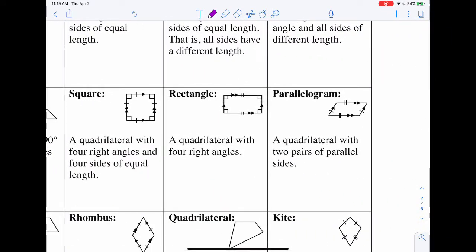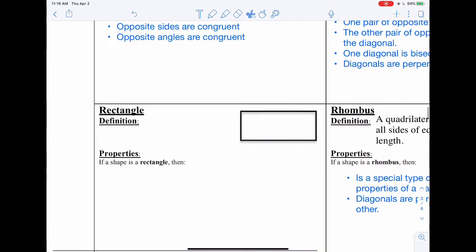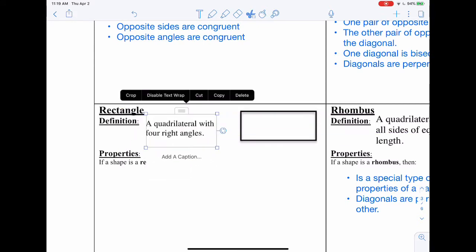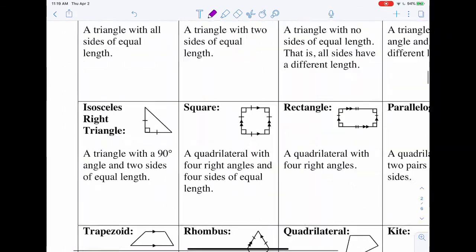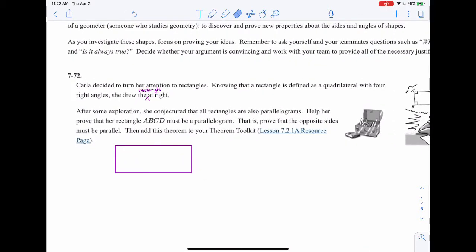We can see a rectangle is a quadrilateral with 4 right angles. Why don't we go ahead and add that to our toolkit. And then let's add the definition on the actual shape. Go ahead and pause the video if you need some time to write that down. Now let's add those right angles to our rectangle here as well.